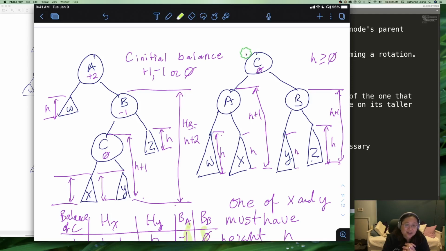So in the next video, we will talk about how to actually code this thing. We've talked about why they work. We've drawn tons of pictures. How do we code this thing? Okay, so that's it. See you soon.